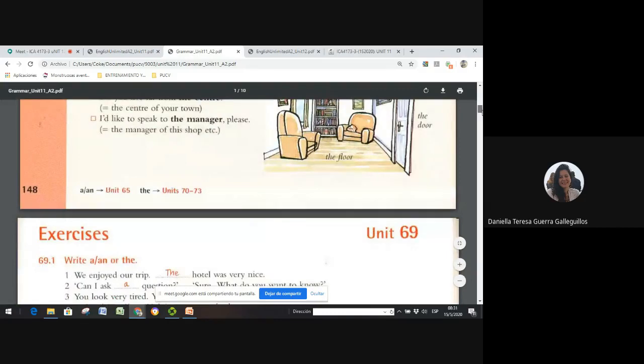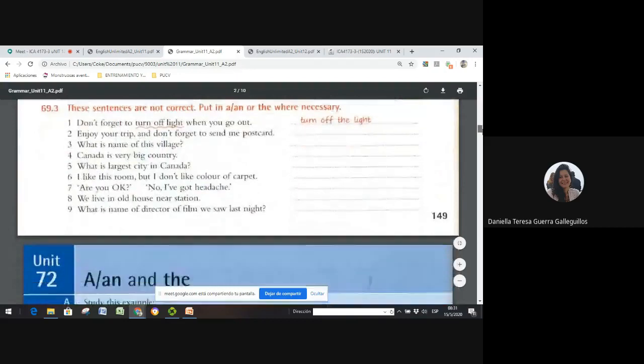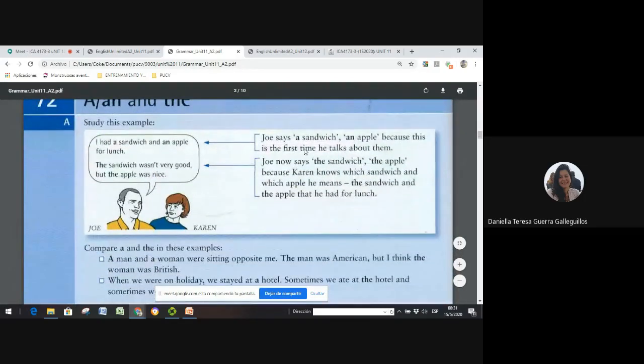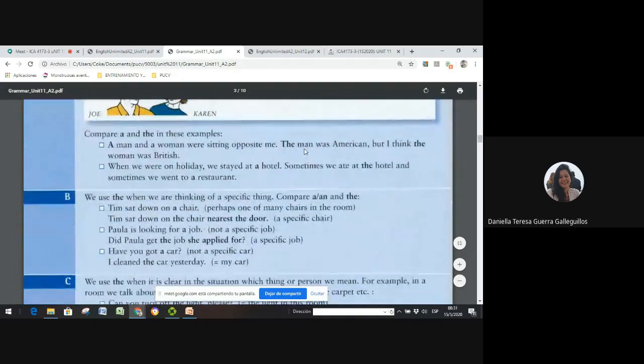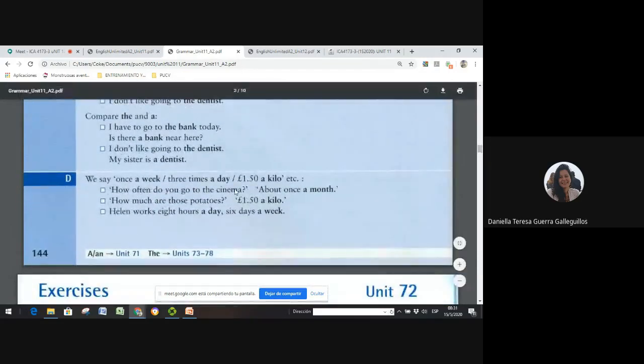Also, remember you have exercises to do if you want to practice, and you've got the answers, the answer key at the end. Here you have more explanation and more examples about the same, but I'm going to read the last ones because sometimes we forget to use them in these situations. How often do you go to the cinema?